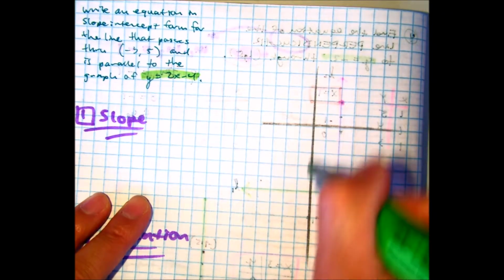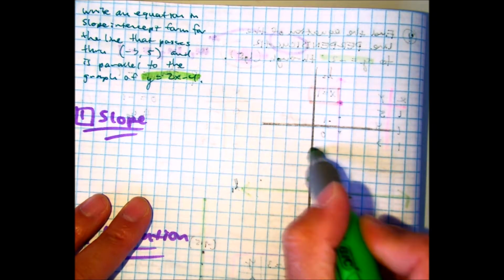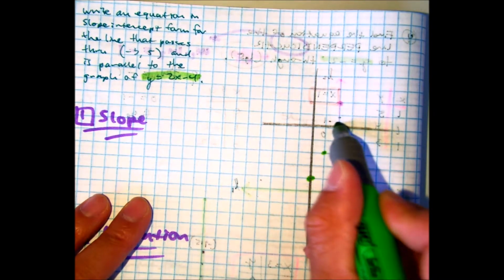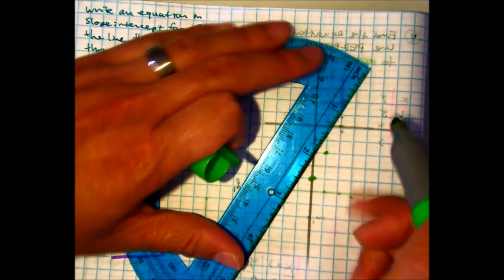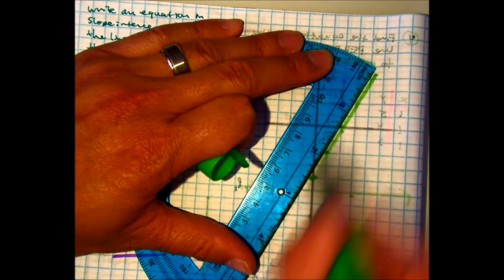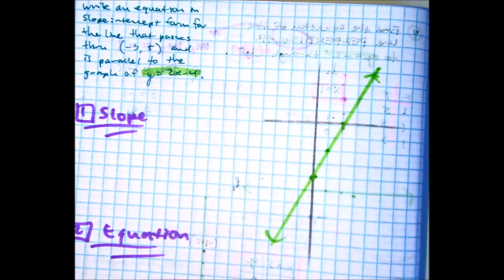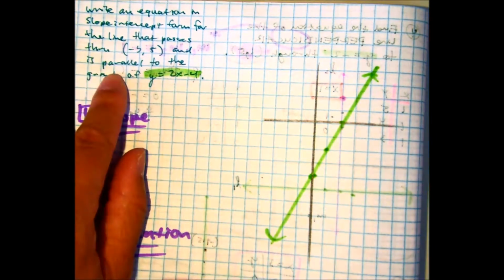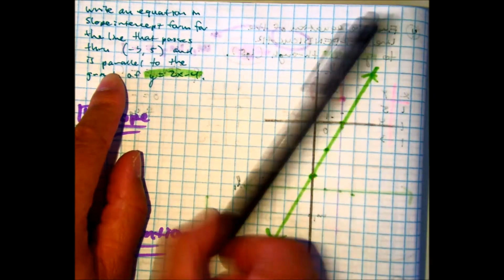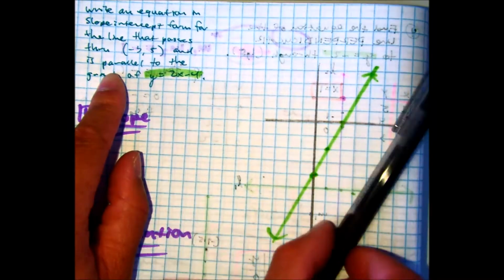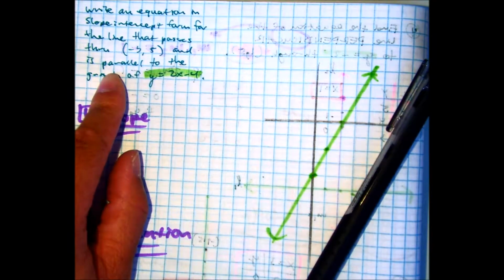I'm going to go down 4 on the y-axis. That's my y-intercept. And I have a slope of 2. That means a rise of 2, run 1. Up 2, right 1. Up 2, right 1. This is what this equation looks like. Looking left to right, it has a positive slope, and we're looking for one that's parallel. So if you give yourself a visual, this is what my answer should look like, something like that with the pen.